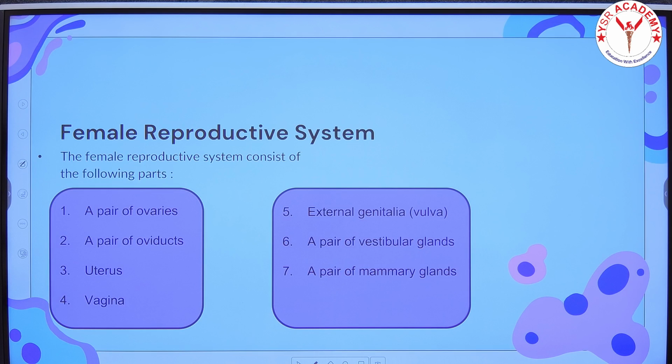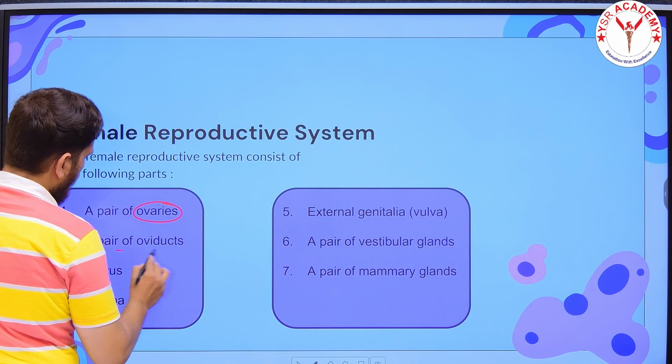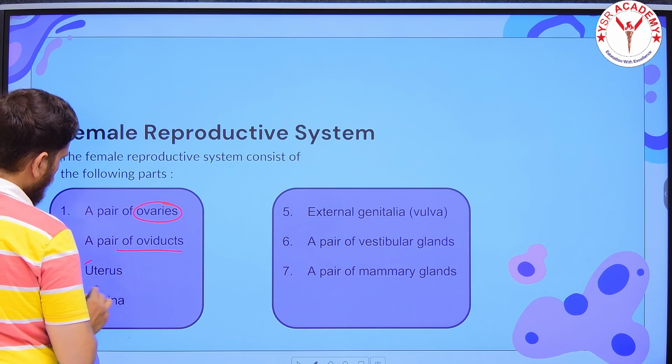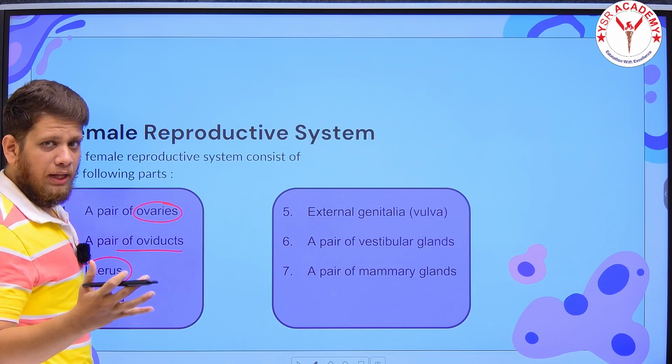Of course the parts are different, but along with that we have 7 different divisions of the female reproductive system. Starting with a pair of ovaries. Ovaries are present in 2. Okay, then you have the pair of oviducts. You have the uterus, which holds the baby for the period of 9 months.